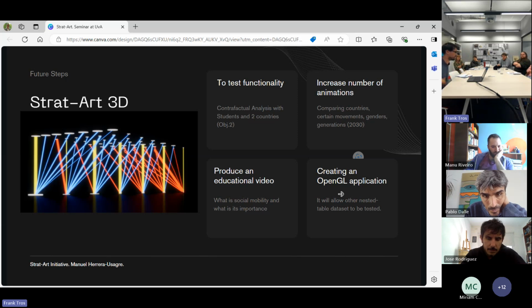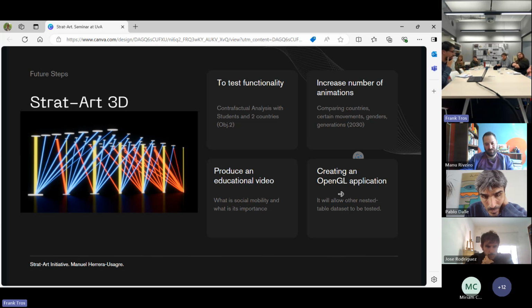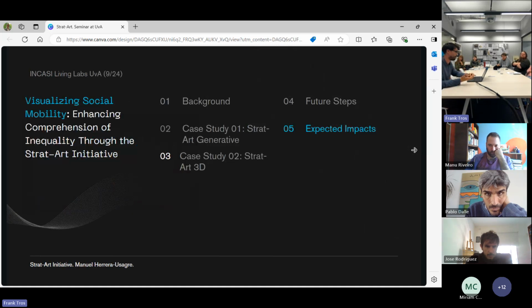I would like to increase the number of animations to compare countries, but also to compare genders, or include a new generation, the millennial generation, and to produce an educational video about social mobility, because I think it's worth embedding this video in that kind of educational content. And also a more difficult task is creating an OpenGL application where people can add their nested table data set and use this tool to see all those differences between odds ratios and so forth.